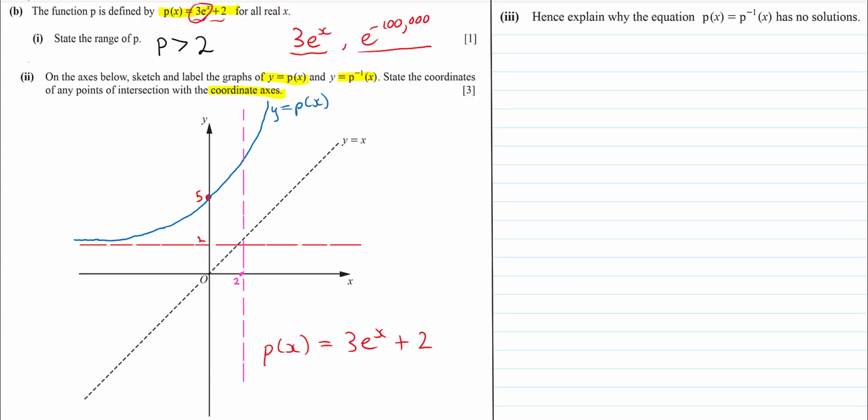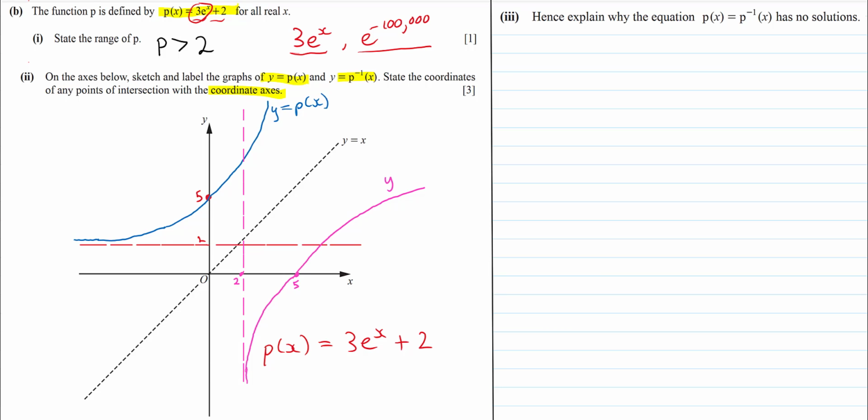For y equals p of x, our y-intercept was at 0, 5, so for y equals p inverse of x, our x-intercept is going to be when x is equal to 5. Say that's about there, and now we can sketch our curve. We come up very close to the vertical asymptote to start with, then get larger and larger, cut the x-axis at x equals 5, and then grow exponentially large. Okay, so that's our sketch of y equals p inverse of x.